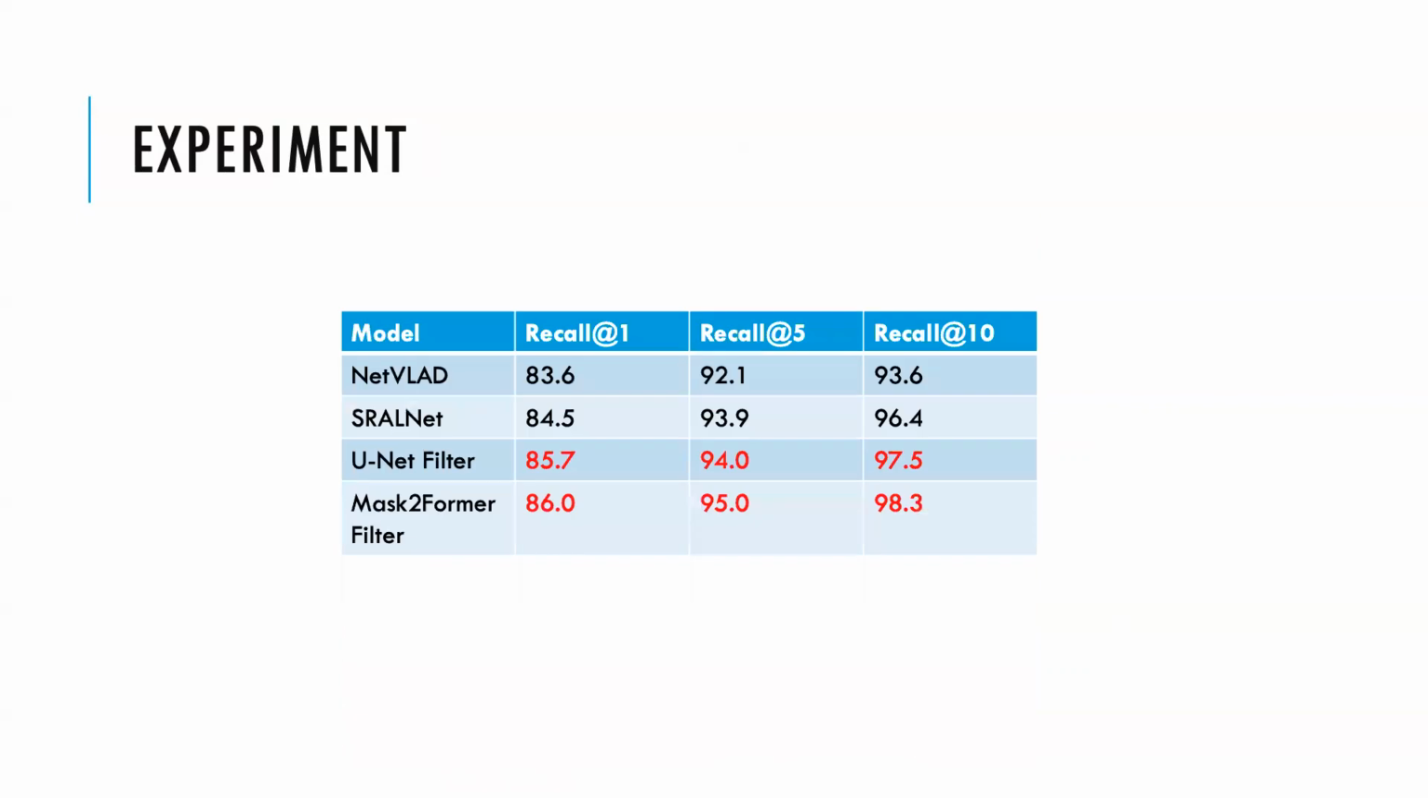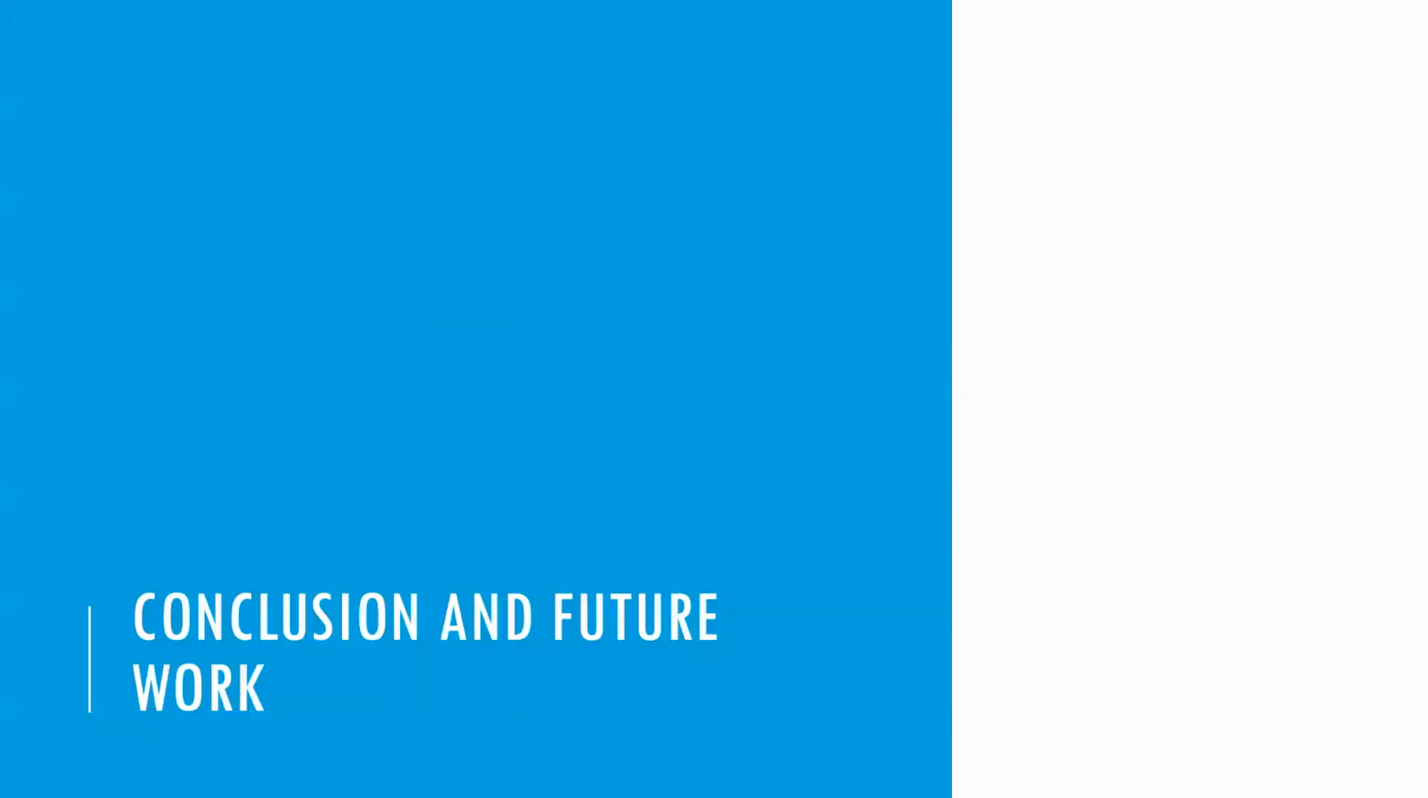From the numeric data, the Mask Transformer filter achieves the highest recall rate among all. The UNet filter can also achieve a relatively good recall rate, close to the Mask Transformer filter. So in conclusion, the result has shown clearly that the deterministic binary filter is able to improve the performance of the visual place recognition model.